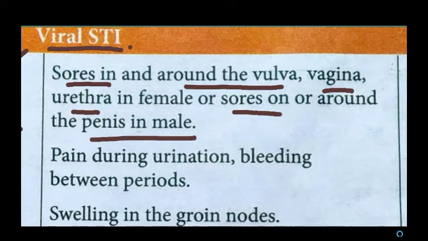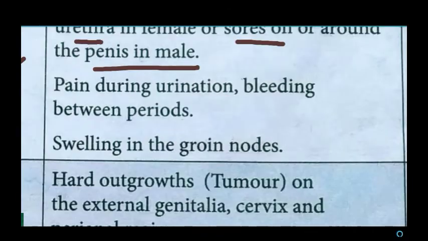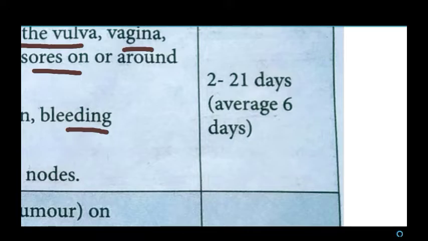So sores are nothing but ulceration or blisters. And also it causes pain during urination and there will be bleeding between periods. It also causes swelling in the groin nodes. The incubation period of this virus is 2 to 21 days, that is an average of about 6 days.